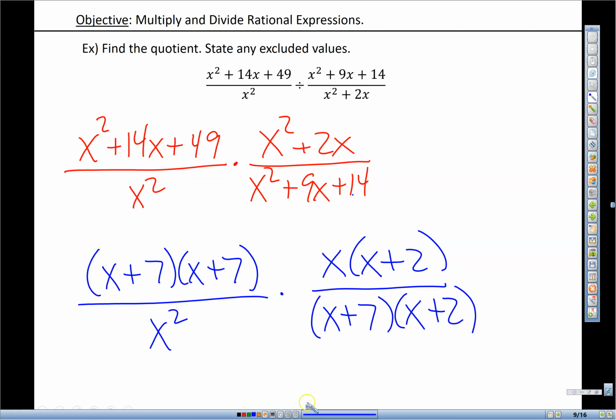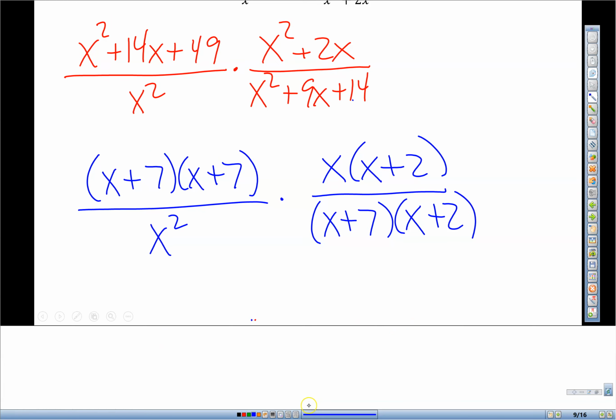All right. So now I'm going to do my excluded values before I start crossing stuff out. So remember, this started as a division problem, which means my excluded values will come from the factors in the denominator, x squared, x plus 7, x plus 2, and factors in the second numerator that used to be a denominator, so the x and the x plus 2. So x cannot be.